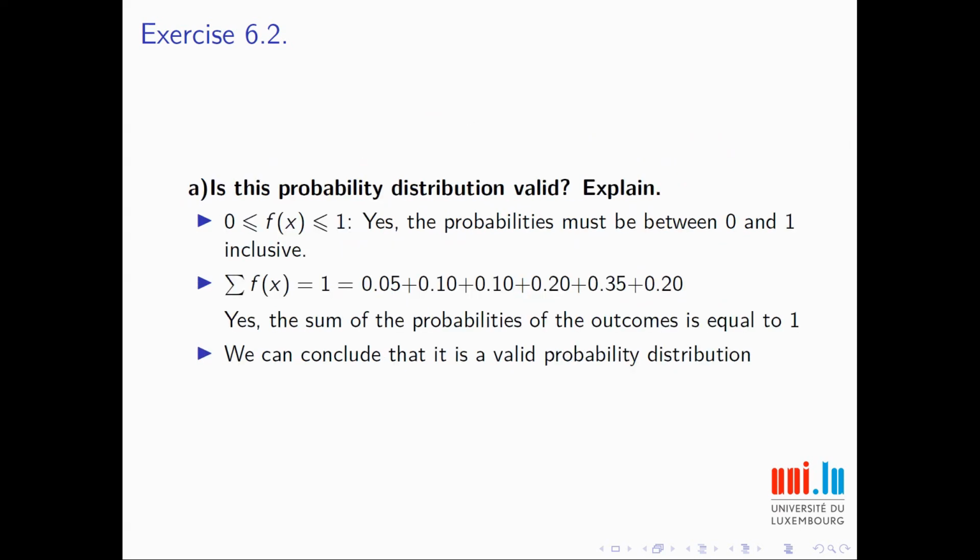Yeah, so as you remember, in order to justify that our probability distribution is valid, you have to justify that two conditions are satisfied: that all probabilities lie within the interval from 0 to 1, and that the sum of all probabilities is equal to 1. As you see from the table, both conditions are satisfied, and we can conclude that it's a valid probability distribution. So just bear in mind these formulas.